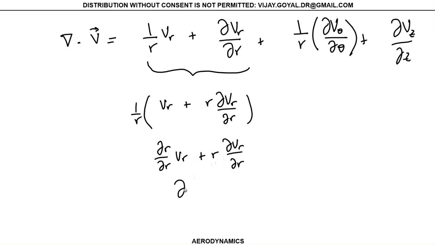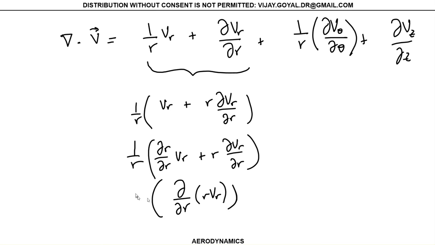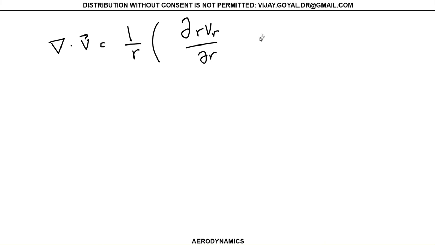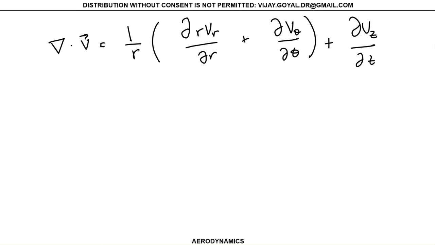So in other words, this is the same thing as the partial of R with respect to R VR. Okay? So then this whole thing, the 1 over R, becomes this nice term here in a closed form solution. So your problem then actually equals 1 over R partial of R VR with respect to R plus partial of V theta with respect to theta plus partial of VZ with respect to Z. Okay, this is all the derivation that we do with respect to this.